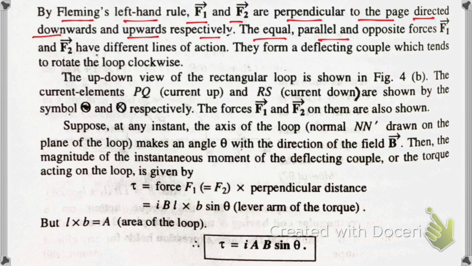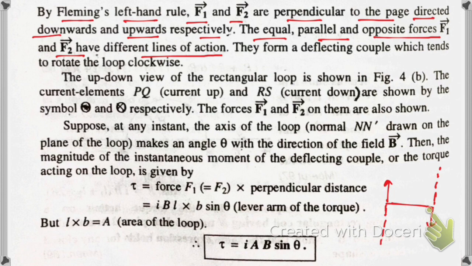And equal, parallel and opposite forces F1 and F2 have different lines of action. So here you see, this is the line. One force is acting in this direction, another in this direction. Here you can see the lines of action are parallel and they are different, not in the same line. So that's why there will be a turning effect.